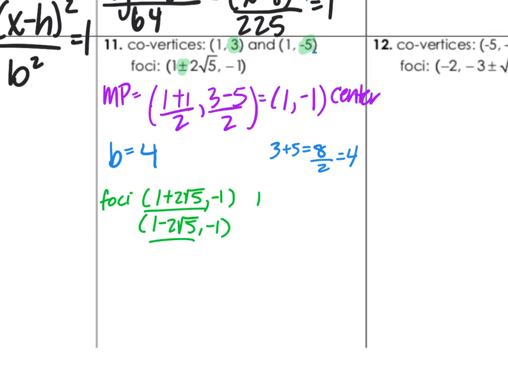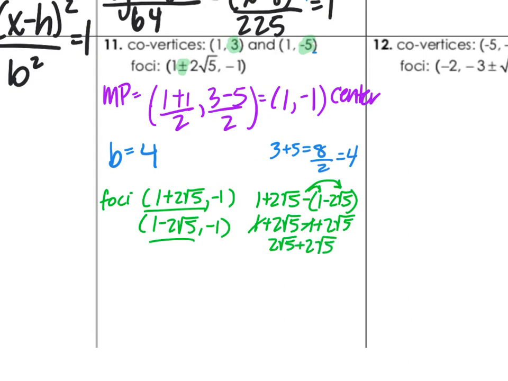So we say 1 plus 2 square roots of 5 minus 1 minus 2 square roots of 5. And since we're subtracting, we have to make sure we distribute the negative to both terms. So this is 1 plus 2 square roots of 5 minus 1 plus 2 square roots of 5. And notice that the 1's will cancel, but the 2 square roots of 5 will add together. So 2 plus 2 is 4 square roots of 5. Remember, when you're adding radicals, you add what's on the outside of the house, but you keep what's on the inside of the house the same.